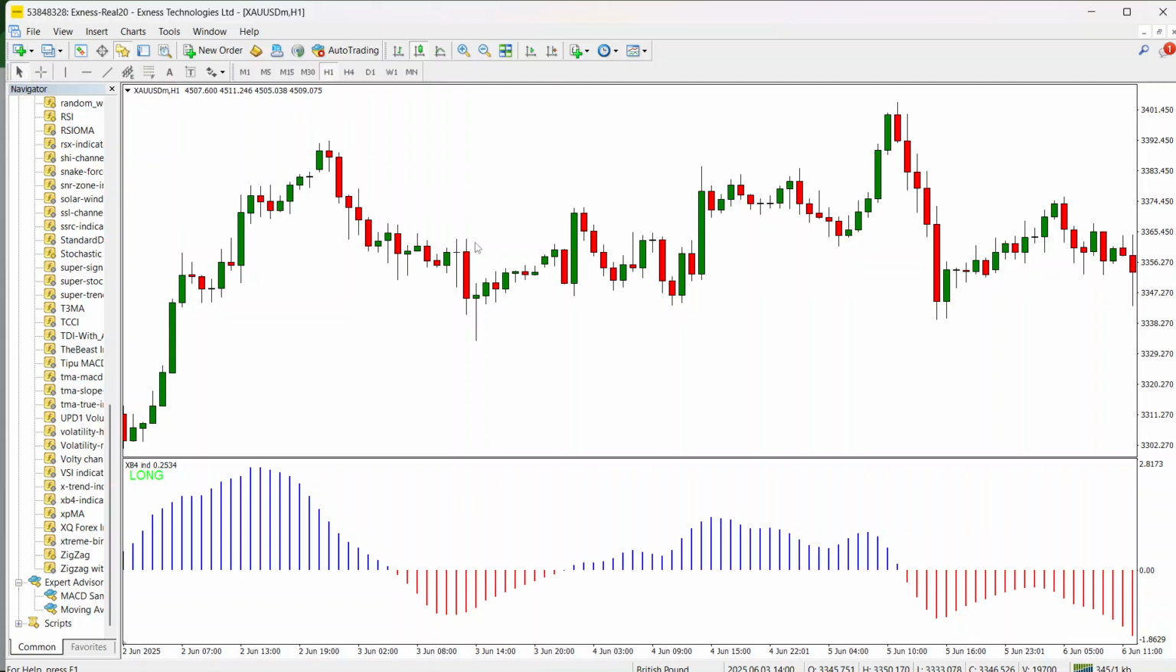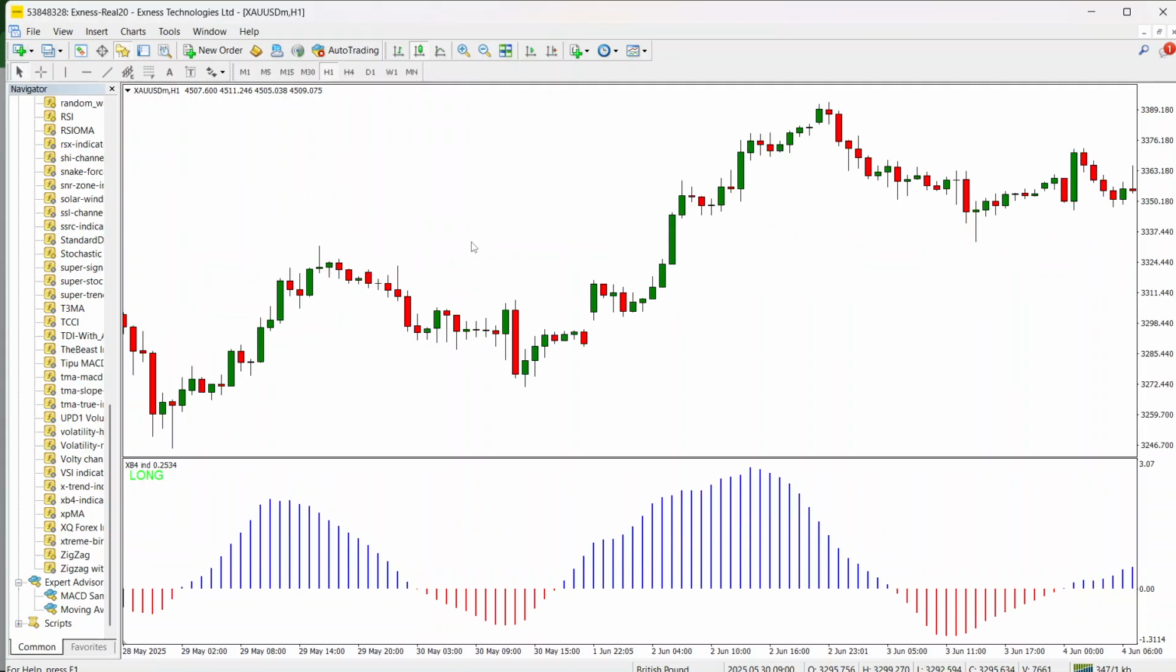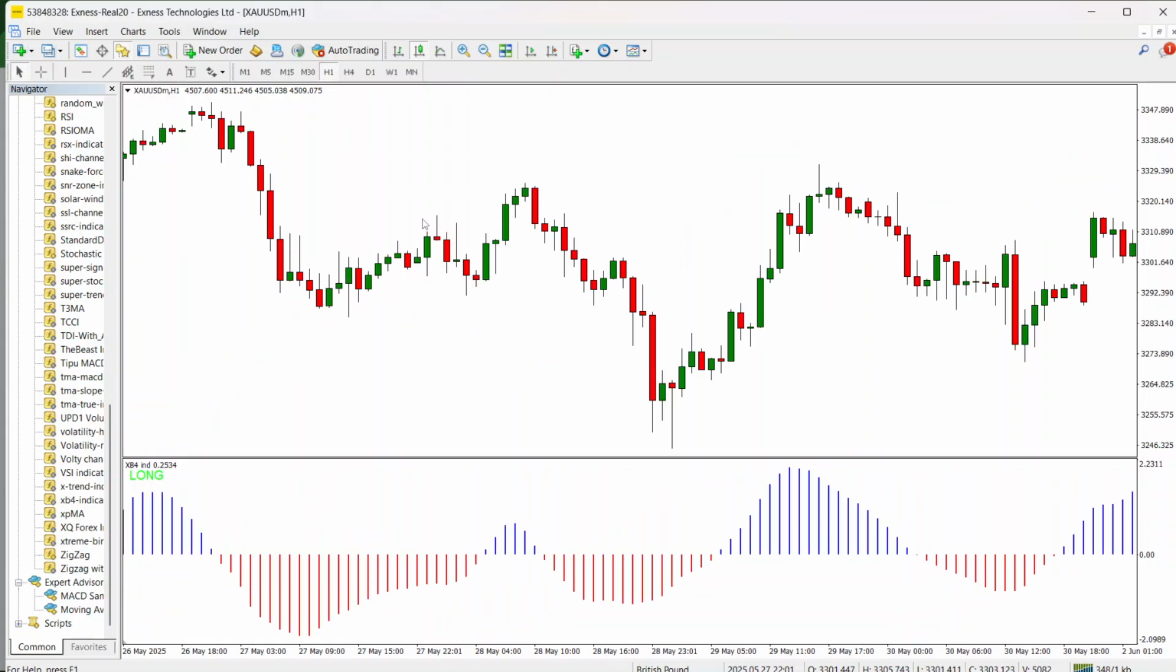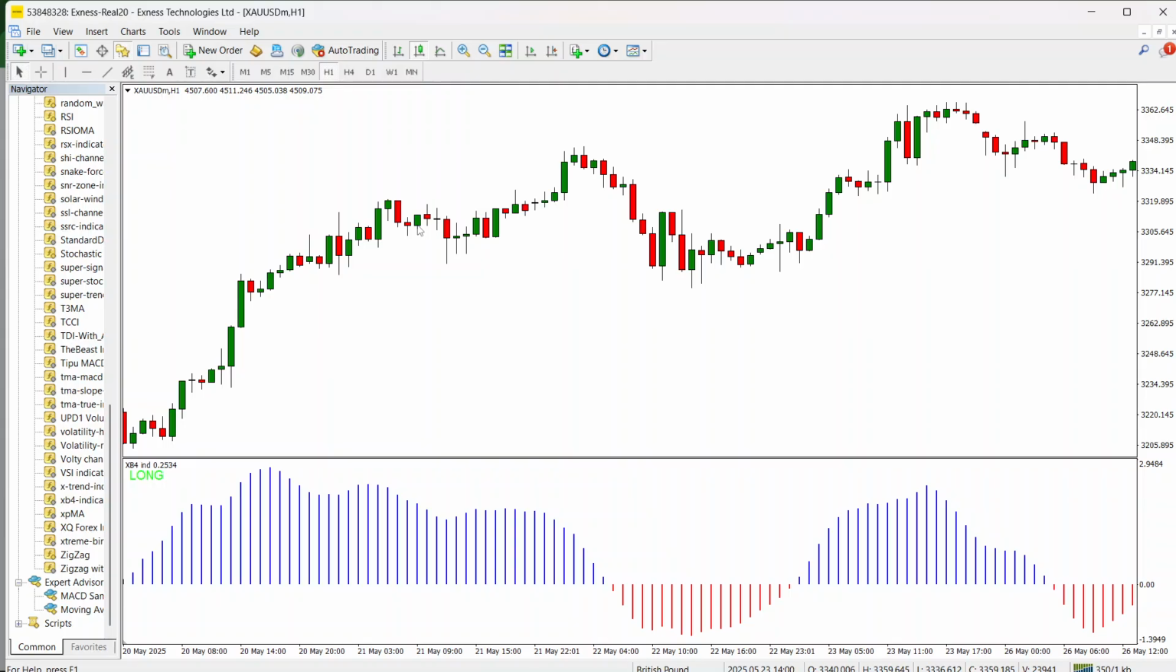However, using XB4 in conjunction with other indicators can improve trading accuracy, since standalone use may produce false signals, and combining it with price action analysis enhances trading accuracy for more reliable results.